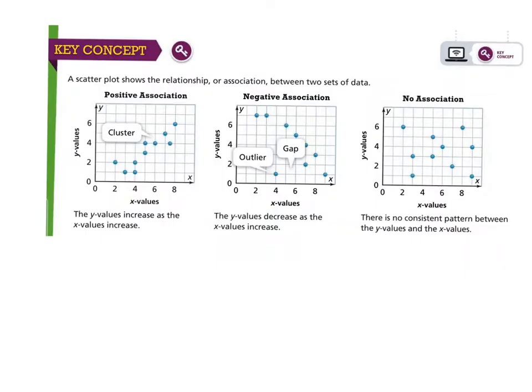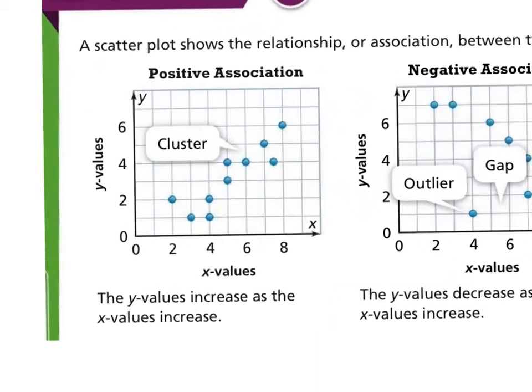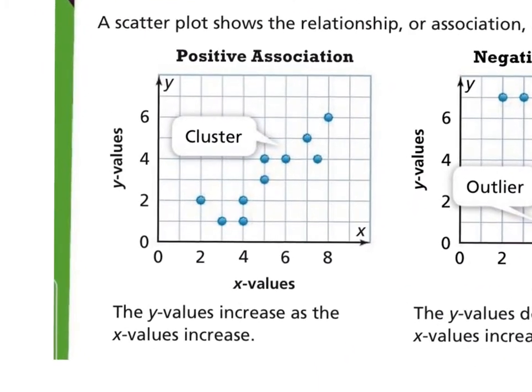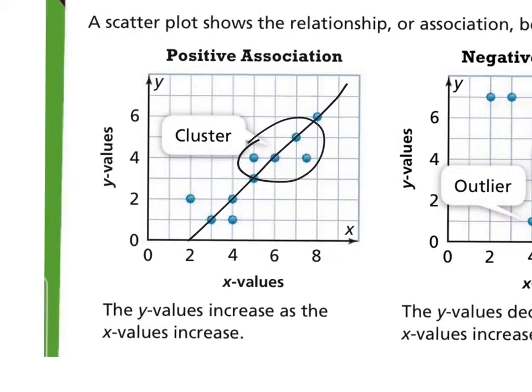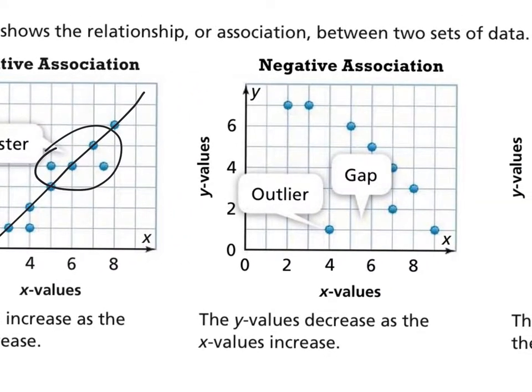Key Concept just recaps things again. Positive association or positive relationship: when the x values increase, y values increase. Again, we could sketch out a line here that has a positive slope. We can talk about clusters again. I'm not sure how great of a cluster, but maybe something like that would be a cluster, we could say. I think of clusters as being a little bit tighter together than that, but anyway.